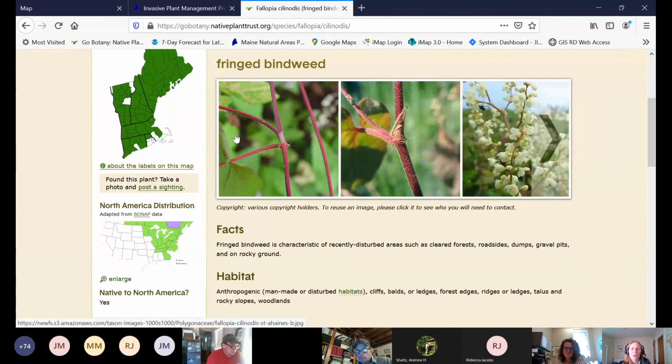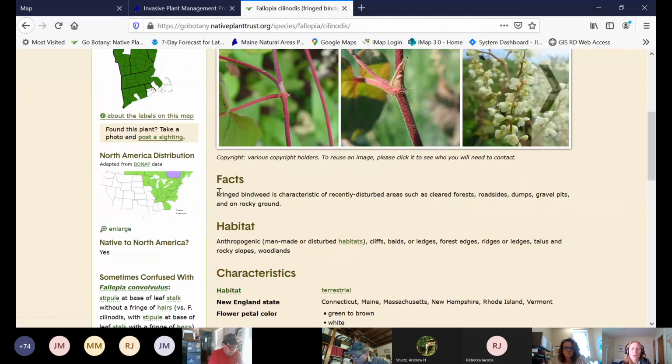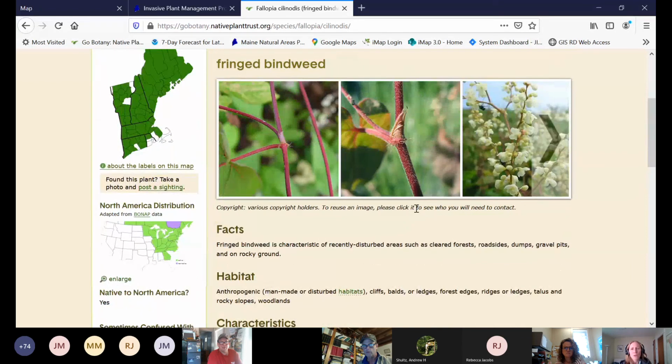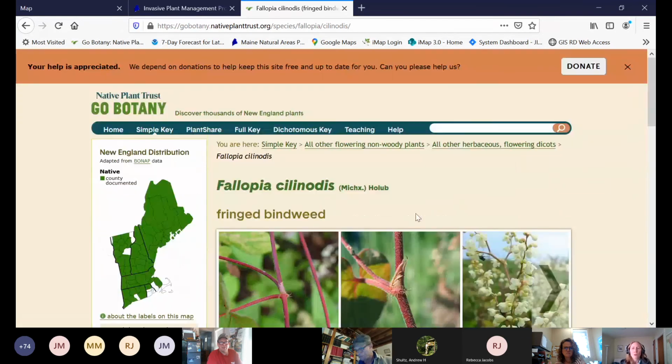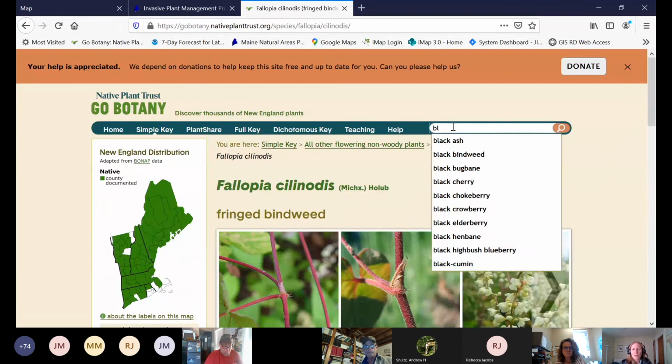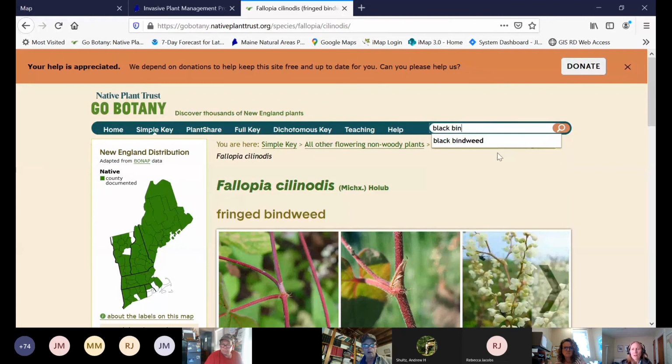I've gotten many calls about this plant. Arthur Haines, a great botanist, notes it's characteristic of recently disturbed areas such as cleared forests, roadside stumps, gravel pits, and on rocky ground. So again, this is something you can find in ledgy areas, even in the woods. I've seen this plant in the woods. So that's one. We also have a black bindweed, which I believe is not a native plant. And these can be tricky.